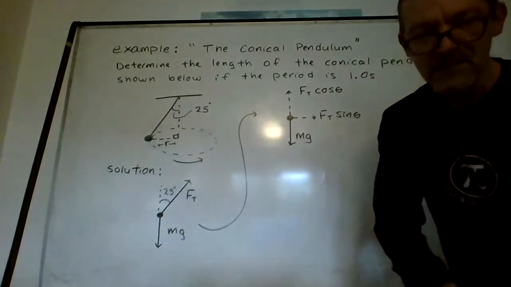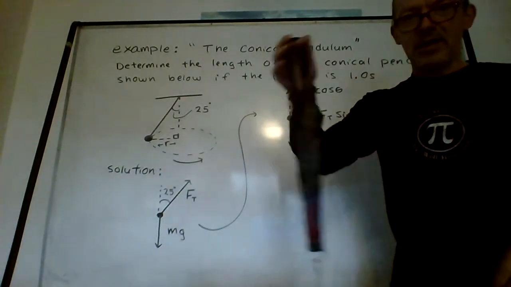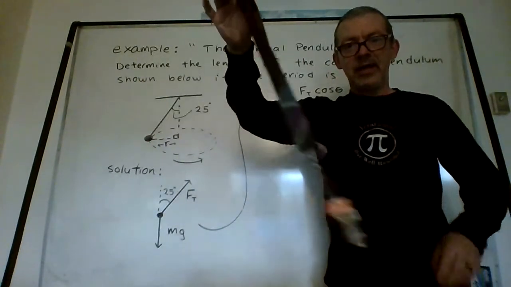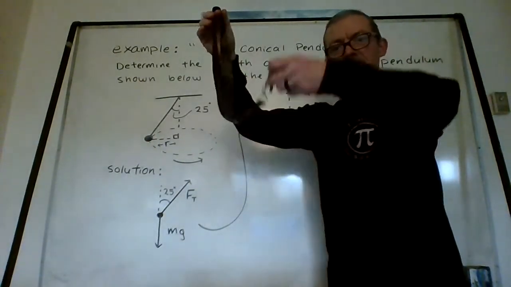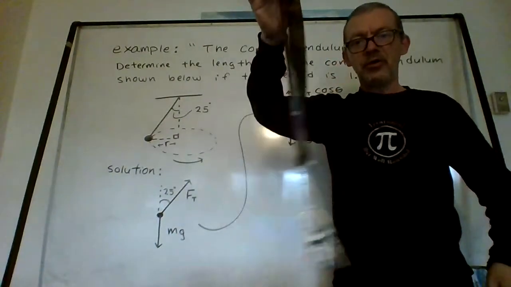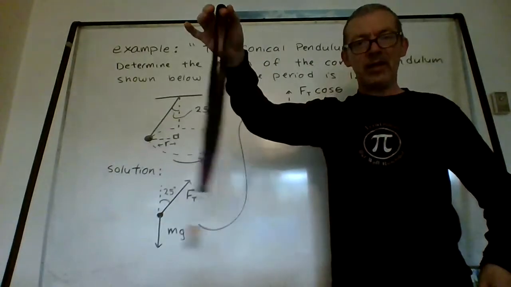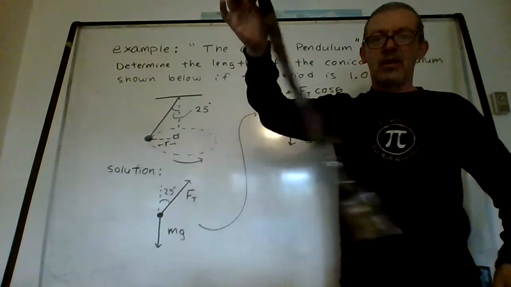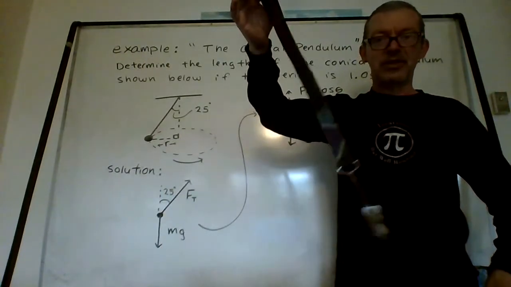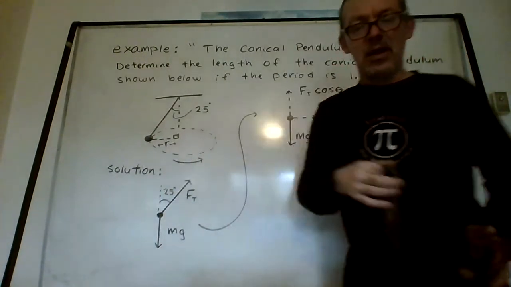Now, as I'm sweeping a cone with this pendulum, the keys are not moving up the chalkboard or down the chalkboard. There is no vertical motion. It's actually just sweeping out a circle. So the motion in the y direction, there's none. The forces must be balanced.